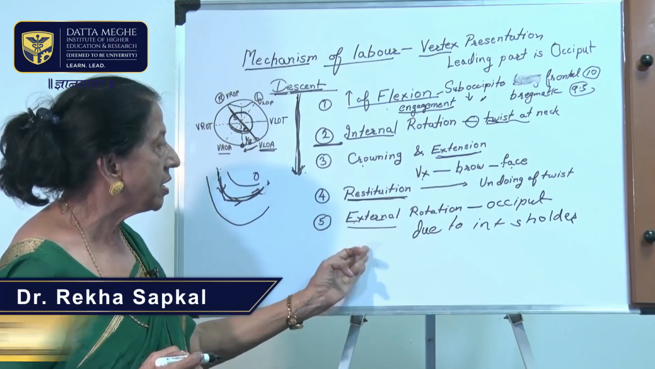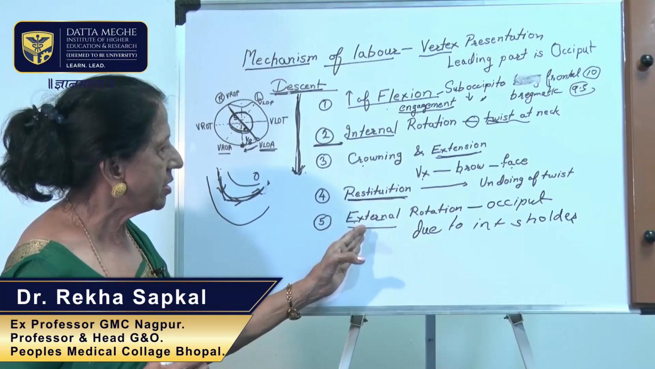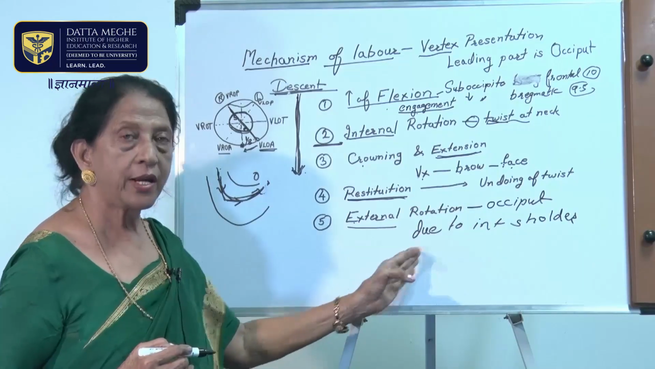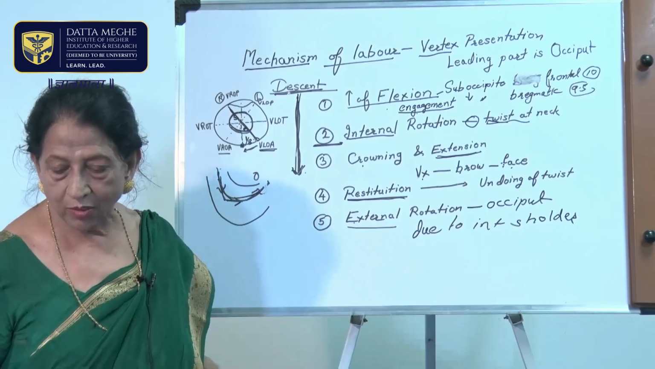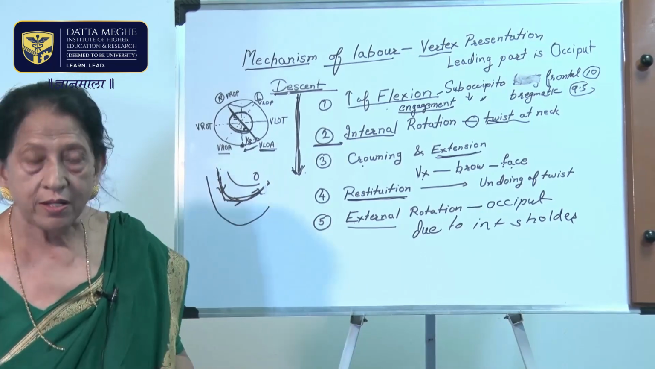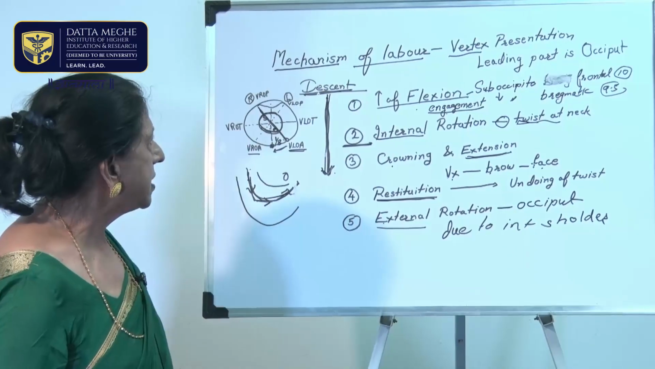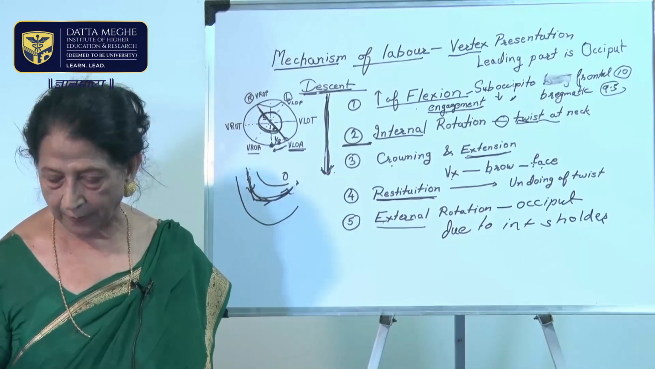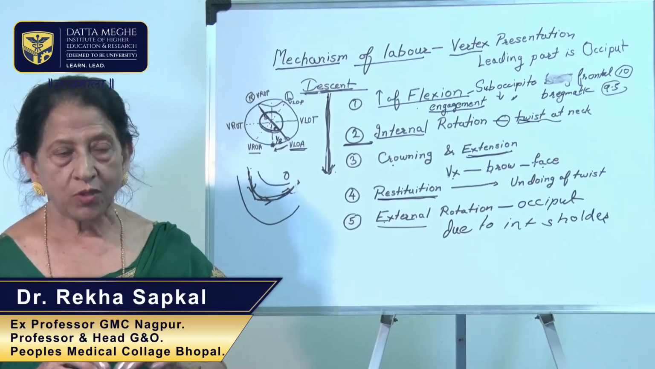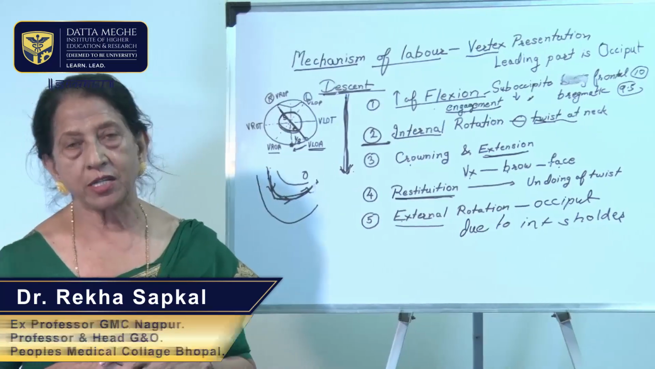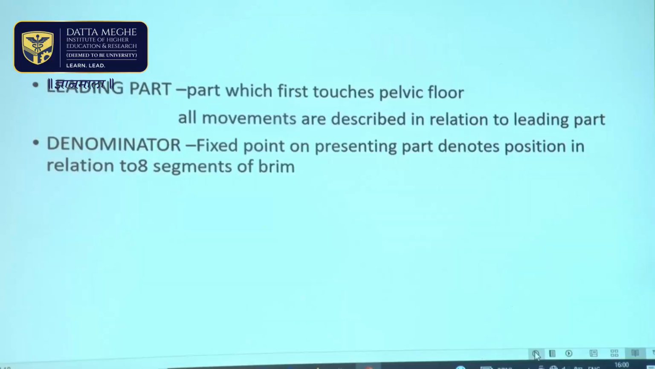And lastly, external rotation. Remember, external rotation of occiput is due to internal rotation of the shoulder. Shoulder and trunk are borne out and then there is lateral flexion of the trunk and it comes out. This is how the mechanism of labor is described in vertex presentation. Now, let us see the slides over this so that diagrammatic representation is clear to you. Now, let us go ahead with the slides.